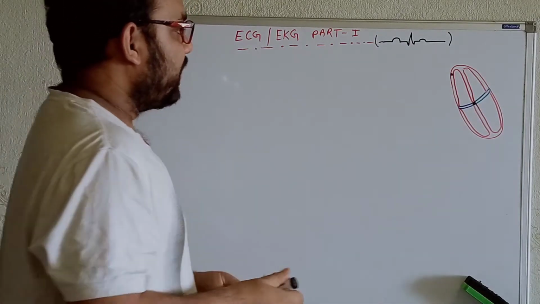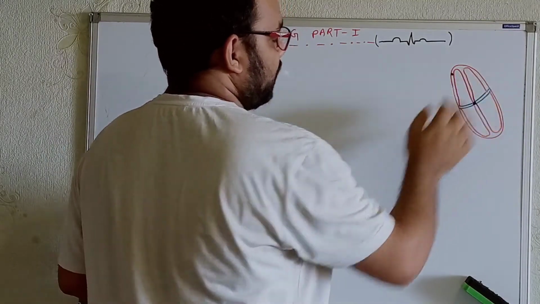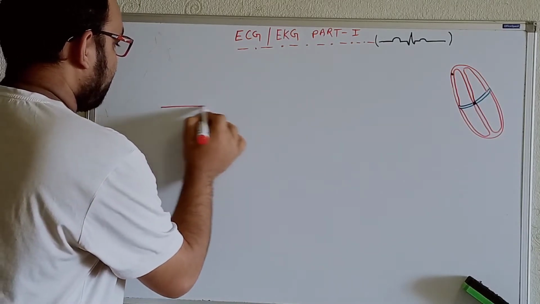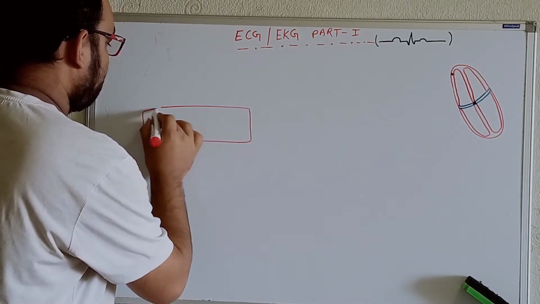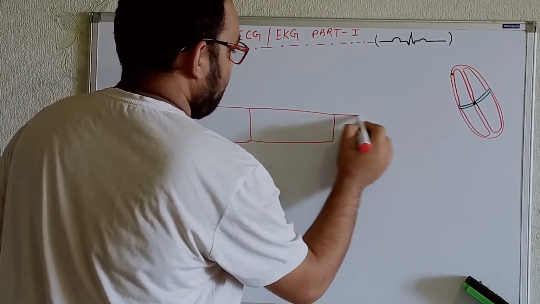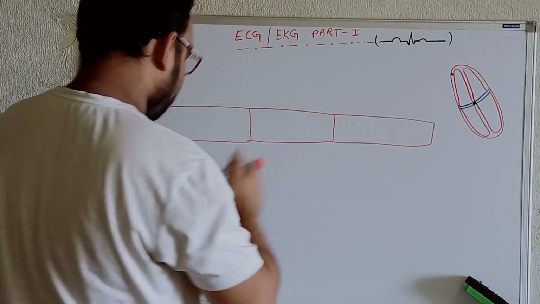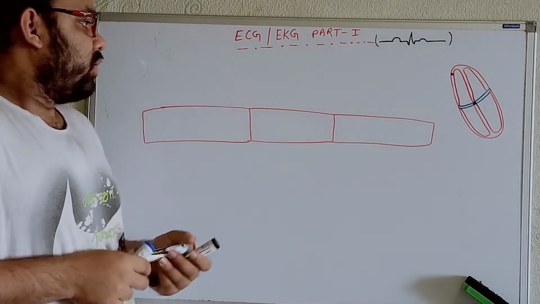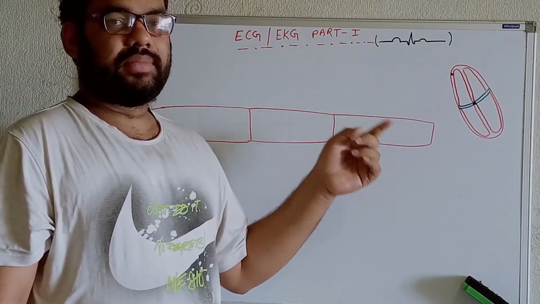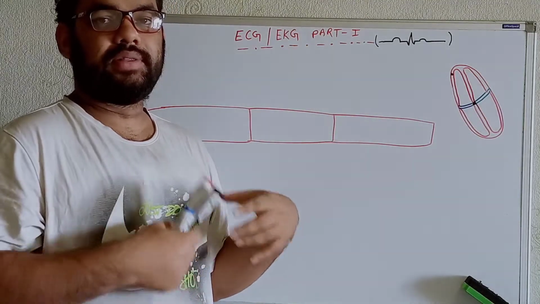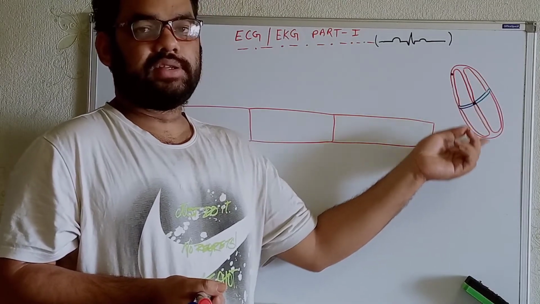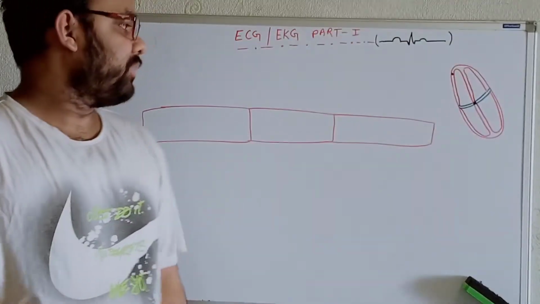I'm just taking hypothetical myocardial cells, for example, three myocardial cells. As we know, the action potential is originated at the SA node. From the SA node, it will spread over the atrium, then reach the AV node, then the bundle of His, then the Purkinje fibers, then the ventricular myocardial cells.